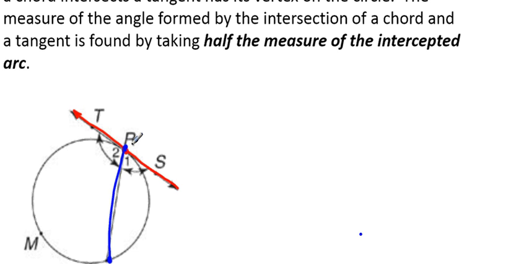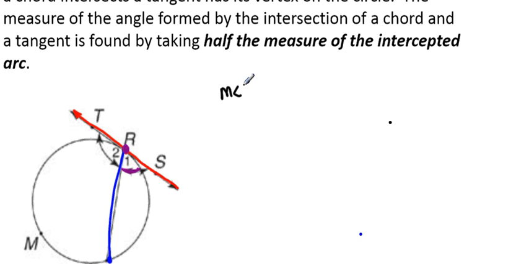The degree measure of that angle formed when these two intersect is found by taking half the measure of the intercepted arc. Now take a look at this. This is kind of neat and it ties back to what we did a couple days ago. Notice that its vertex here, angle 1, has a vertex that's on the circle. And anytime we have a vertex that's on the circle, the degree measure of the angle is always going to be equal to half of the intercepted arc.